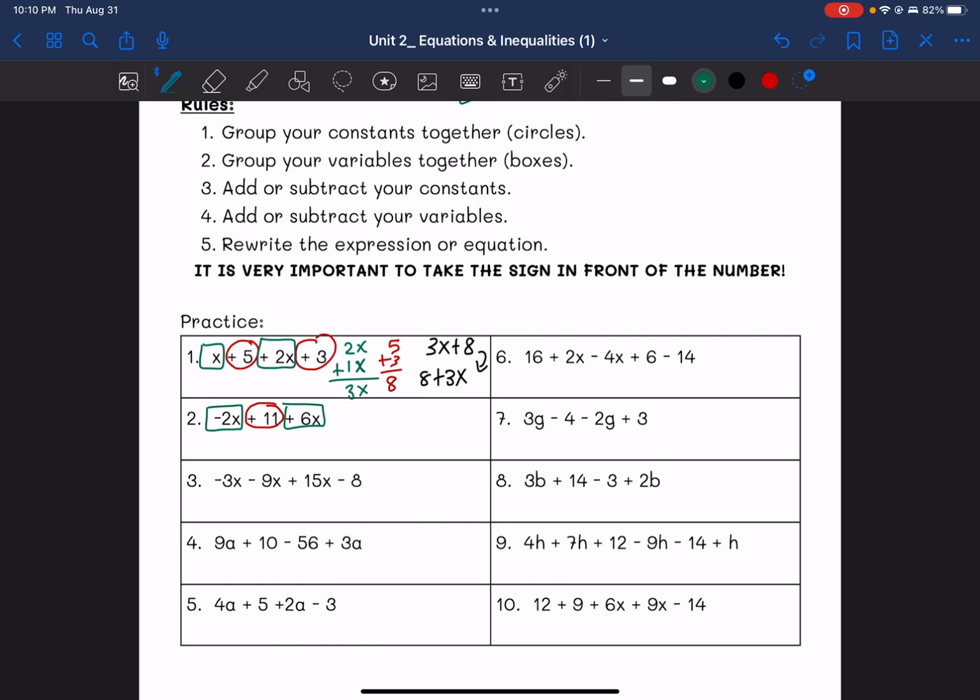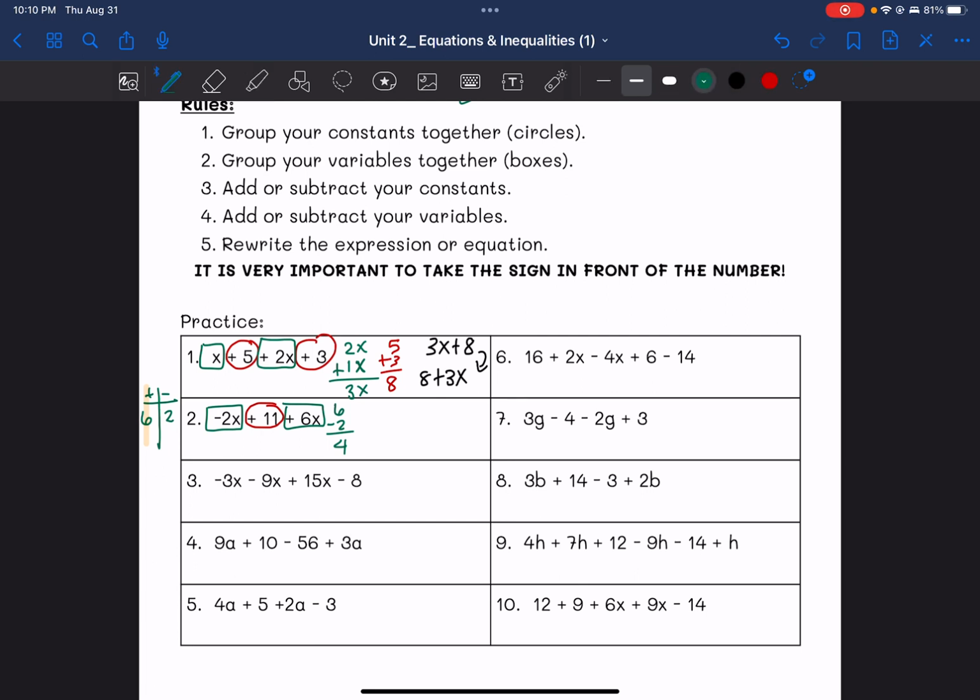Okay. So here, again, I'm starting with the variable terms. I'm going to do a scoreboard because I see a negative 2x. So I'm going to put 2 there. And I see a 6. Now, if they're on opposite sides of the scoreboard, we're going to subtract. So 6 minus 2 is going to give me 4. But here is where we remember that the answer is going to take the sign of the larger number, because when you have different signs, you subtract and keep the sign of the larger number.